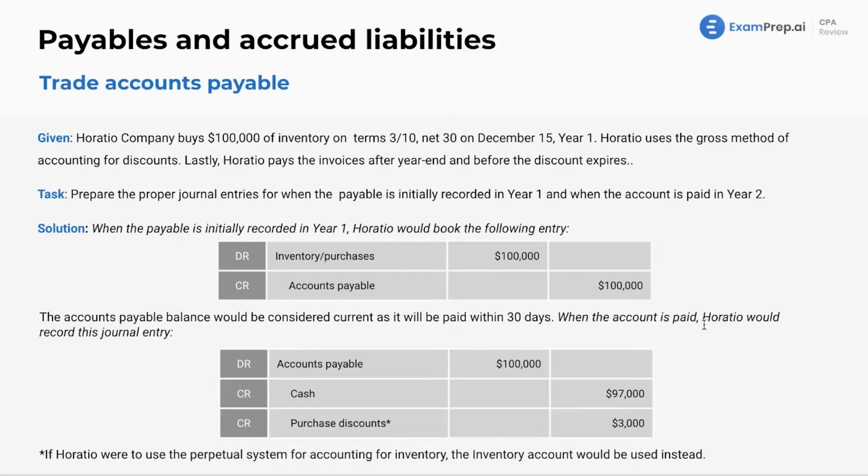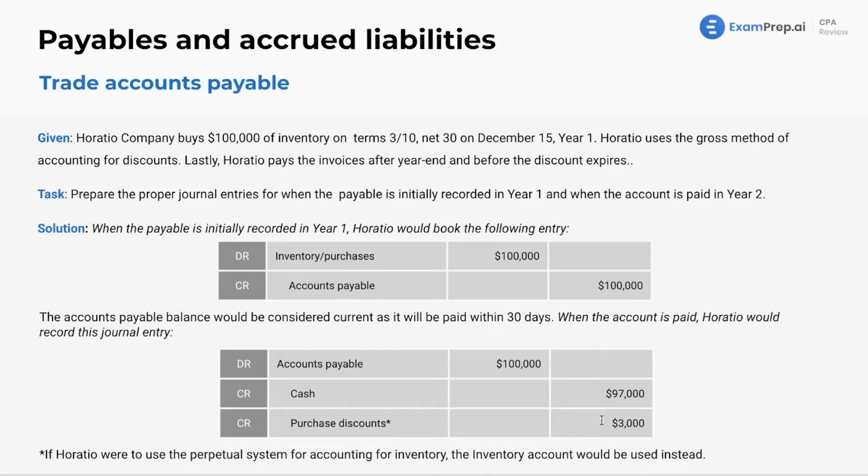When the account is paid, Horatio would record this journal entry. Now, as the question says, we get the discount before the discount expires. So we pay within 10 days. Accounts payable, you're reducing that because you have now paid off your debt to the company. You're crediting cash for only $97,000 because you did get the purchase discount, right? So 3% of $100,000 is $3,000.